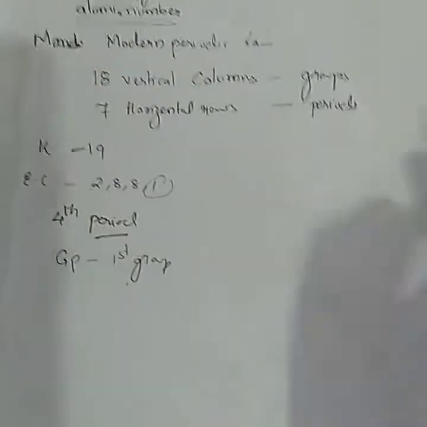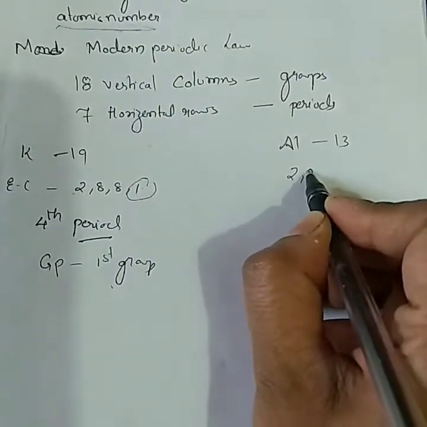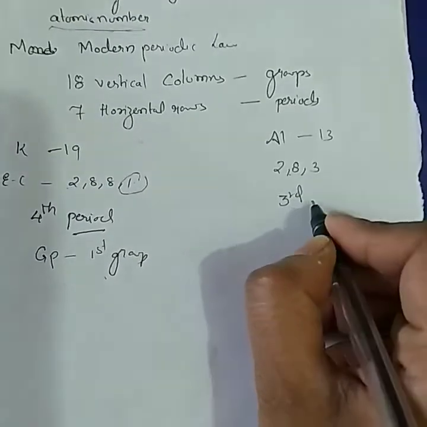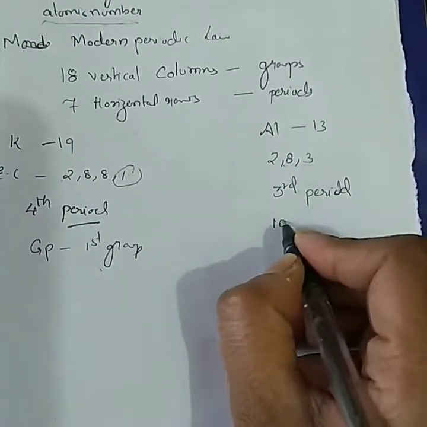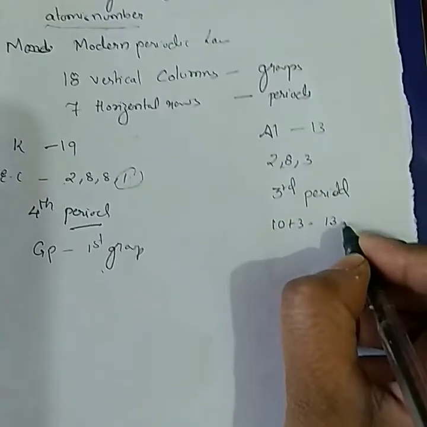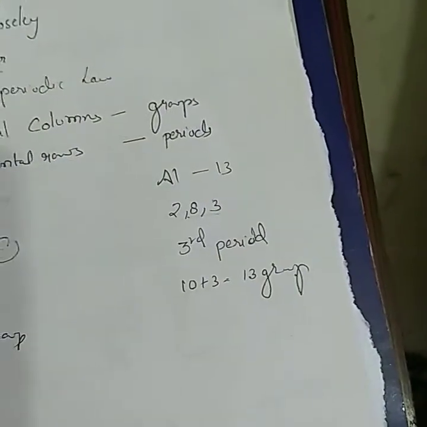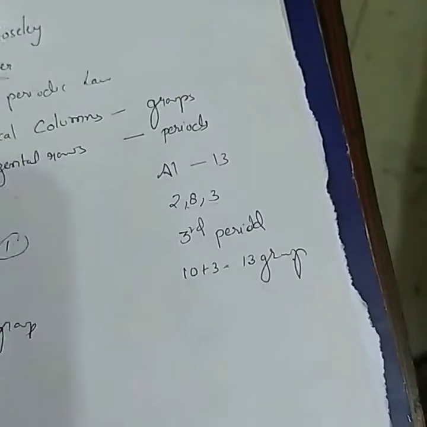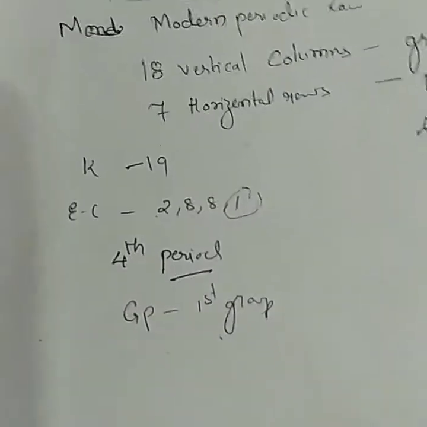For example, aluminium: atomic number is 13, electronic configuration is 2, 8, 3. How many shells does it contain? 3 shells, so it belongs to the third period. And it has 3 valence electrons, so 10 plus 3, the 13th group. In this way, you have to identify the period and the group of the given element. You have to solve the numericals in this way.